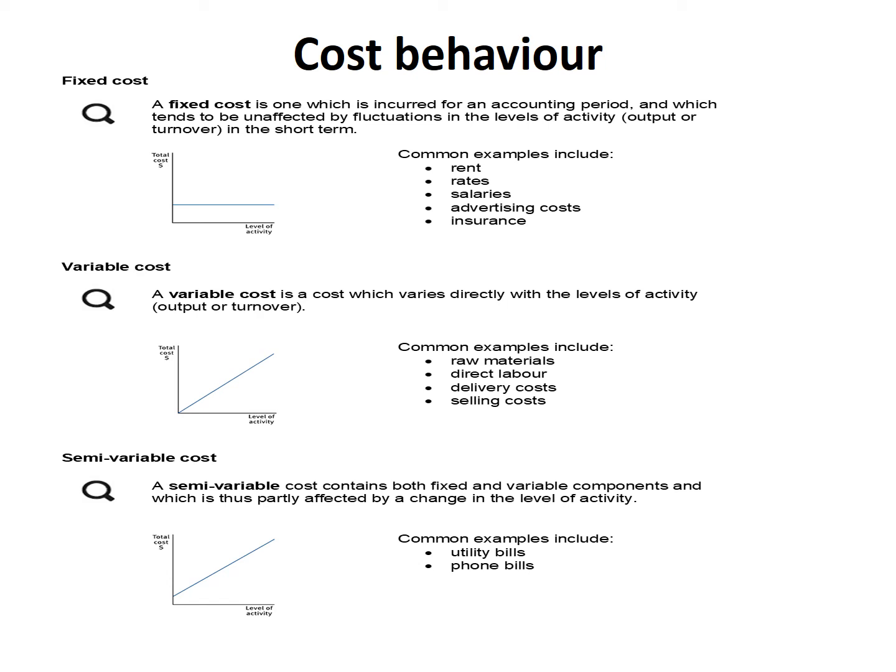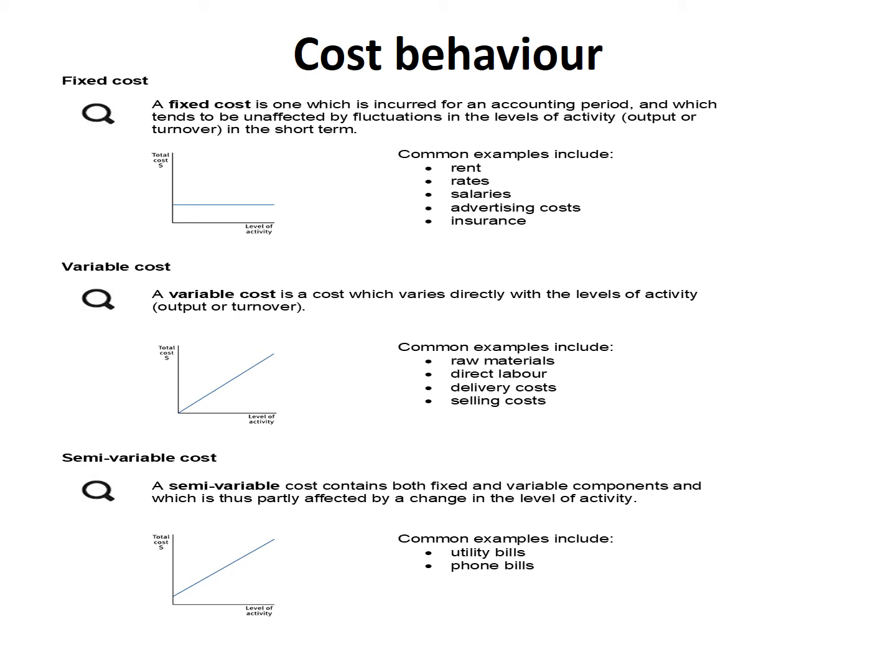So the beauty of the fixed cost is that it is stable no matter what your level of activity is. If your production increases from 1 unit to 100 units, your fixed cost will remain the same. Example, if you produce 1 unit, still you have to pay a fixed amount of rent to your landlord. Even if you produce 100 units, still you have to pay the same rent to your landlord.